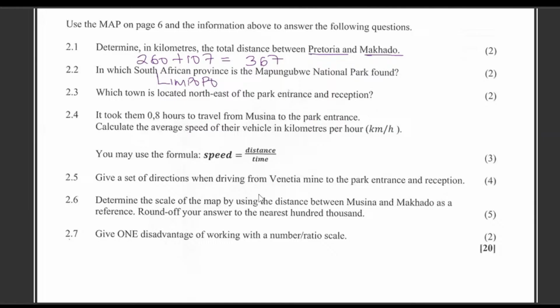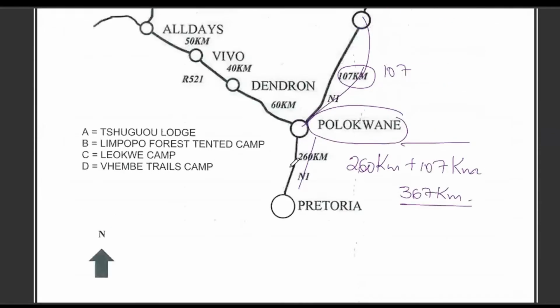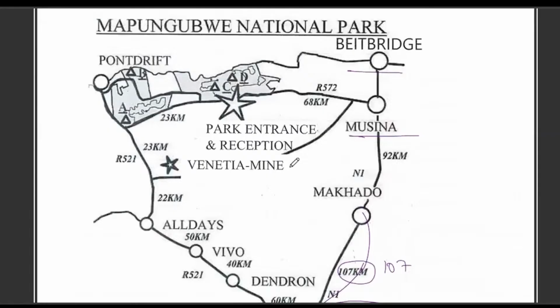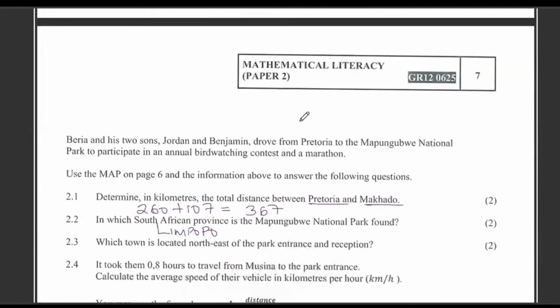Which town is located northeast of the park entrance and reception? Northeast of the park entrance and reception. Now, the entrance and this one here. Northeast is this. So we have it as what? Beit Bridge.